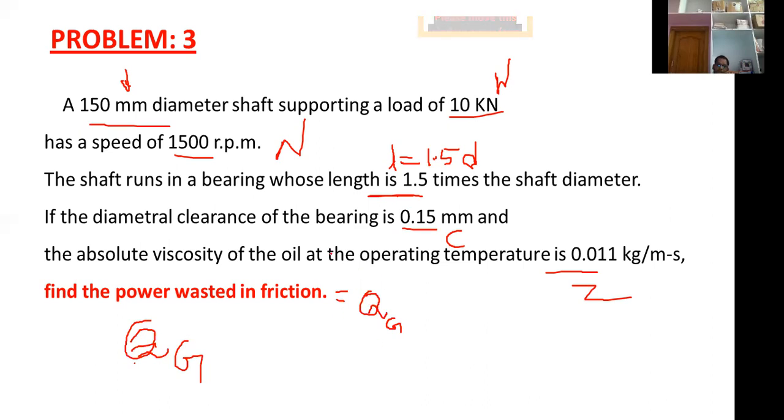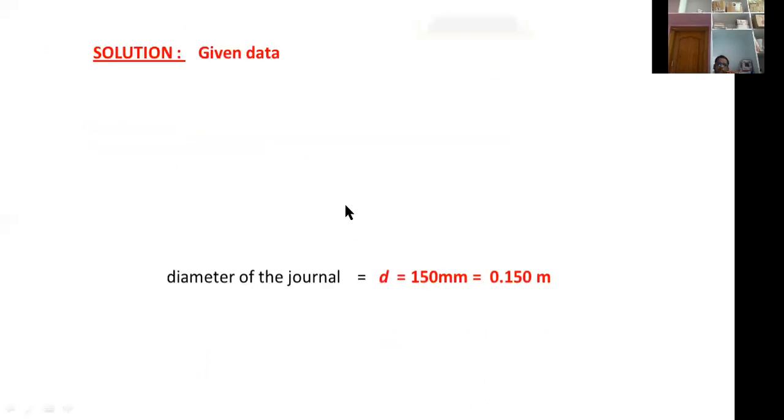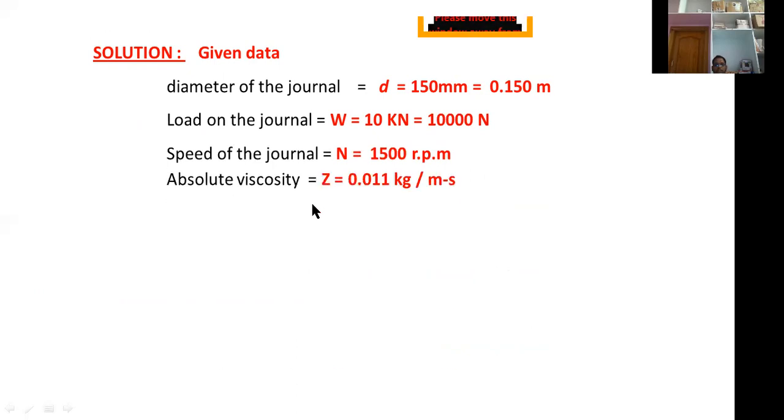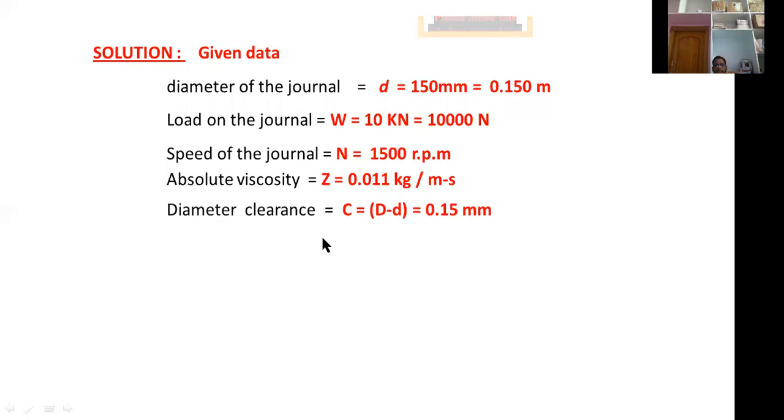Now coming to the answer, the given data: the diameter is 150 mm, equal to 0.15 meters. The load on the journal is 10 kilonewtons, that is 10,000 newtons. The speed of the shaft is N equal to 1500 rpm, the absolute viscosity Z equal to 0.011 kg per meter second, and the diametral clearance C equal to capital D minus small d, that is 0.15 mm.